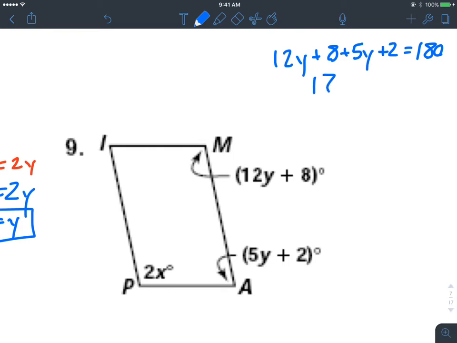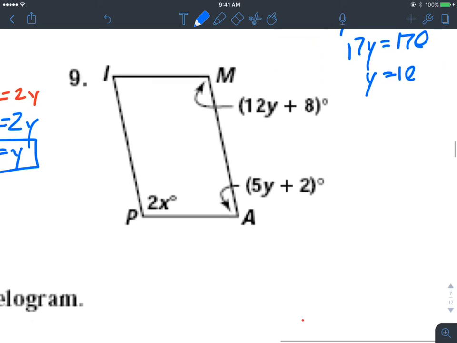Alright, so this will be 17y. This will be plus 10 and then equals 180. And then I guess we'll subtract 10 from both sides. 17y equals 170. And then if we divide that by 17, you get y equals 10.